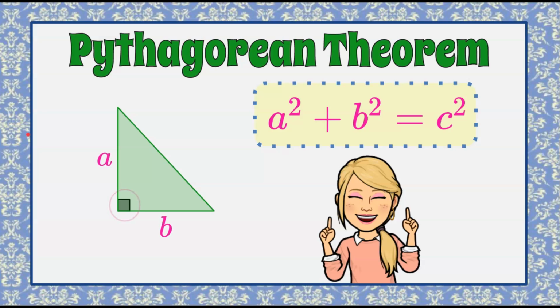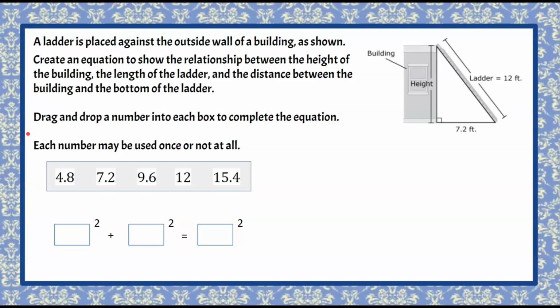Magic of Math here, and today we're talking the Pythagorean Theorem, a squared plus b squared equals c squared when you have a right triangle. Here's our math problem today.